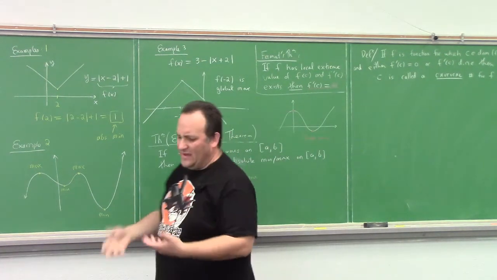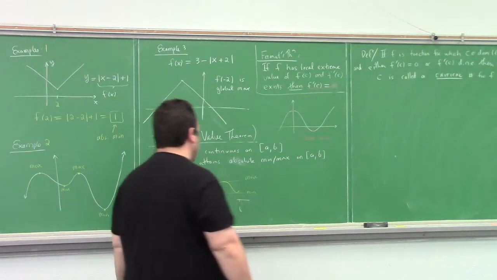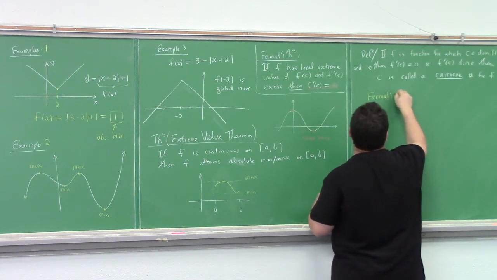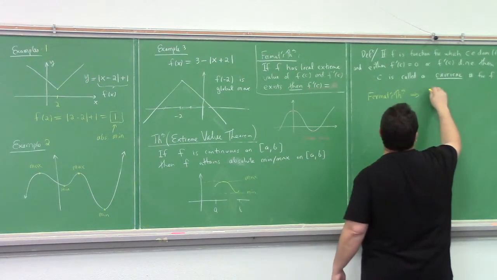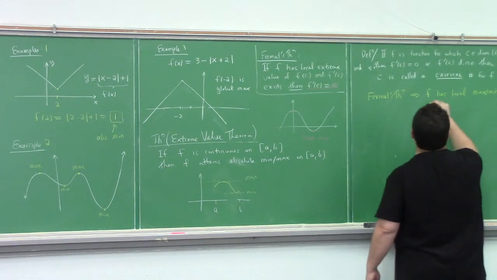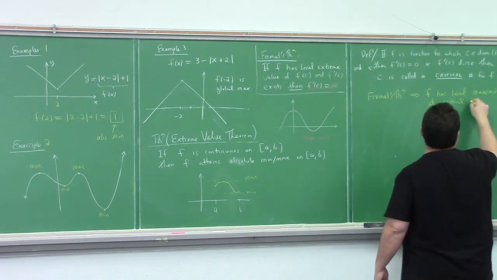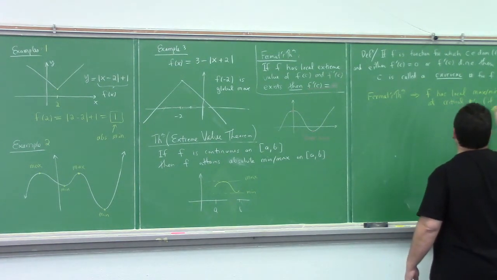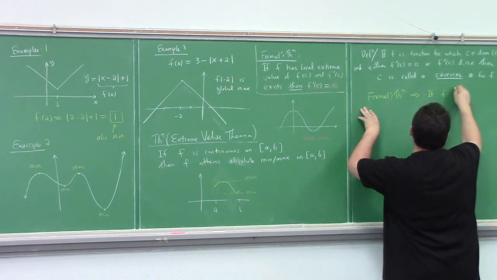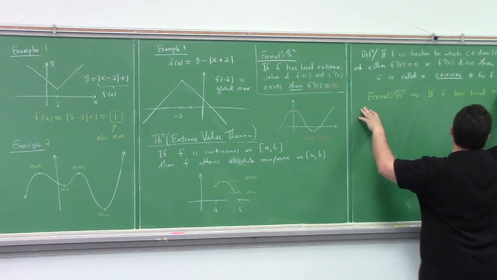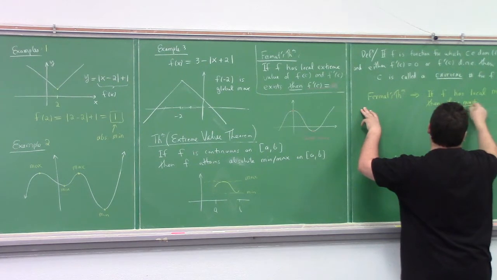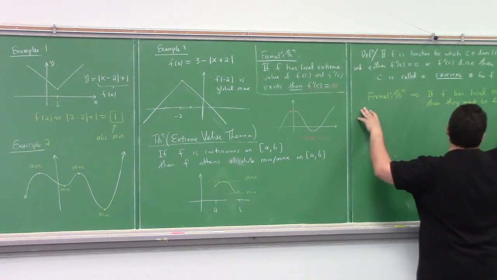Sometimes you'll hear people say, what does Fermat's theorem imply? Actually, I don't like that sentence. Let me rewrite it. Fermat's theorem says this. It says that if f has a local maximum or minimum, then it must be found at critical points.